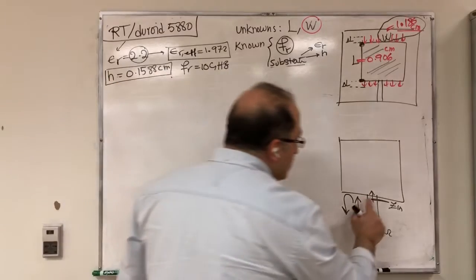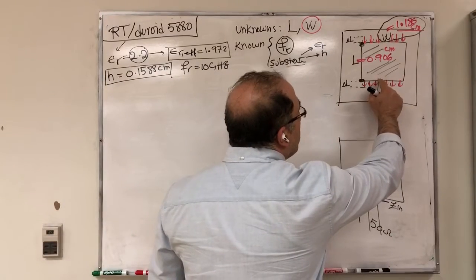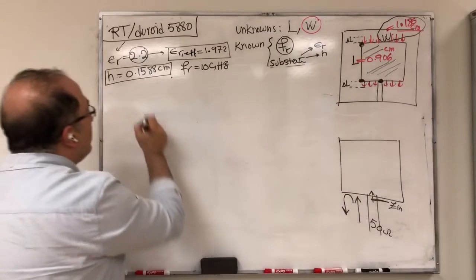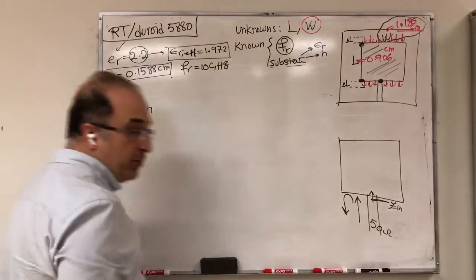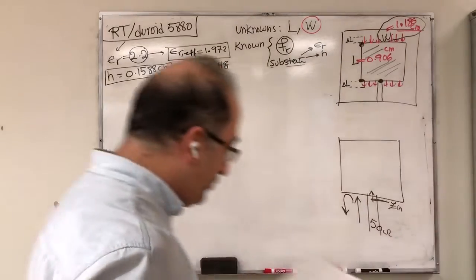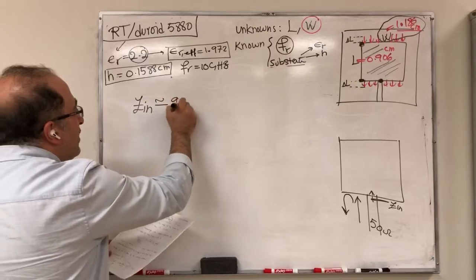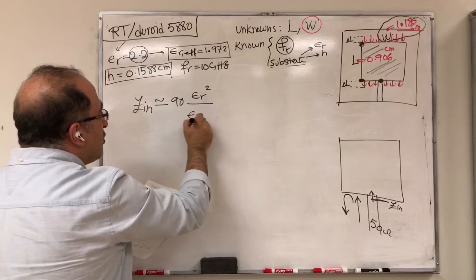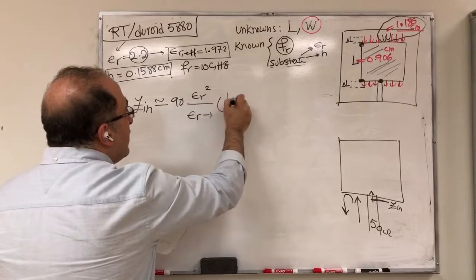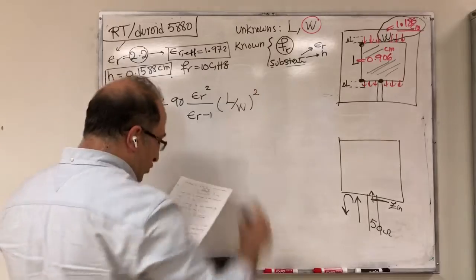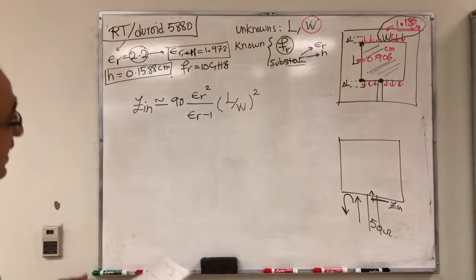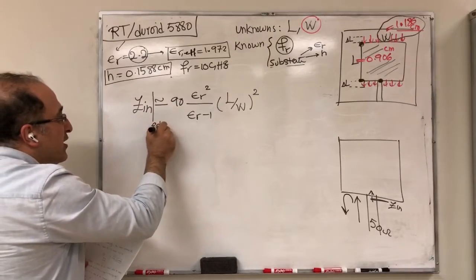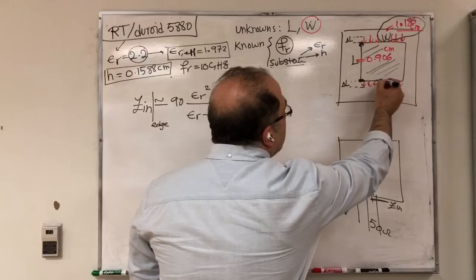In terms of equation, the input impedance of the patch from its edge, so from this point exactly here, Z in would be approximately equal to 90 epsilon r to the power of 2 over epsilon r minus 1, times L divided by W to the power of 2. So this is the input impedance right at the edge. Maybe I can just say edge here so that we know that we are feeding it from the edge.